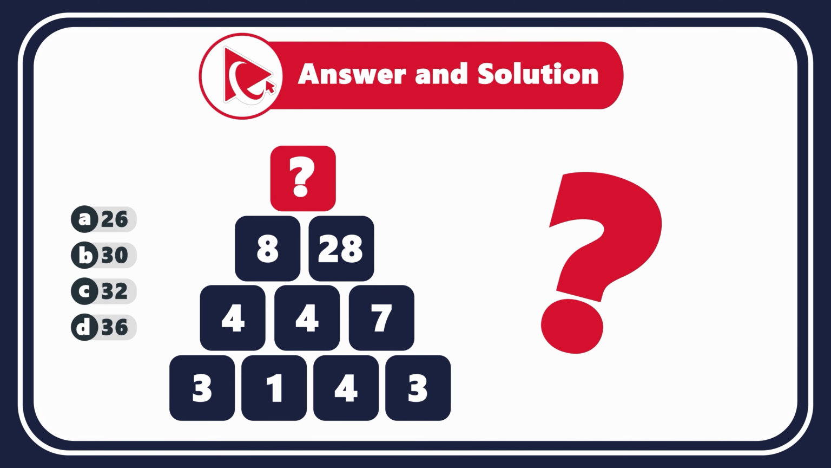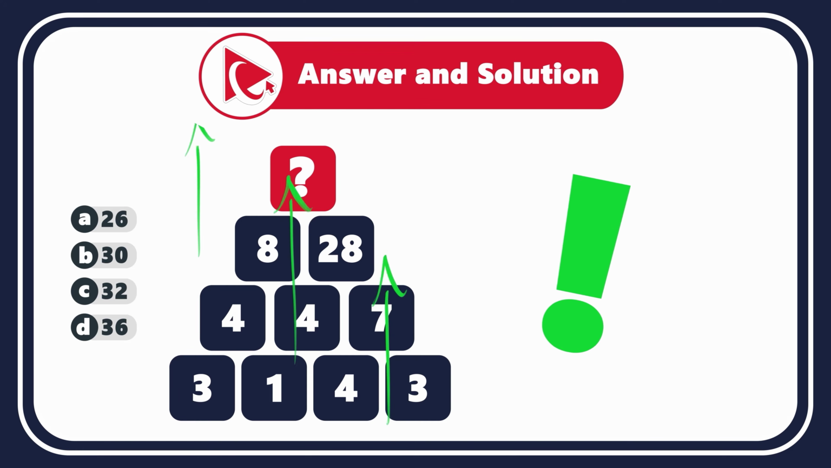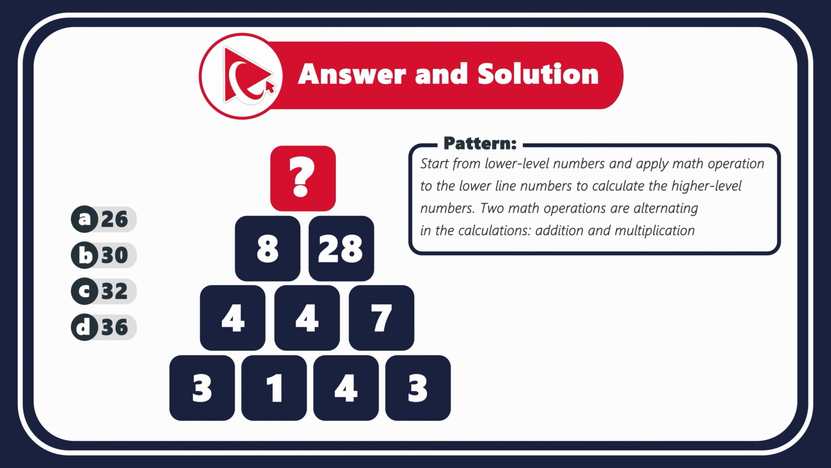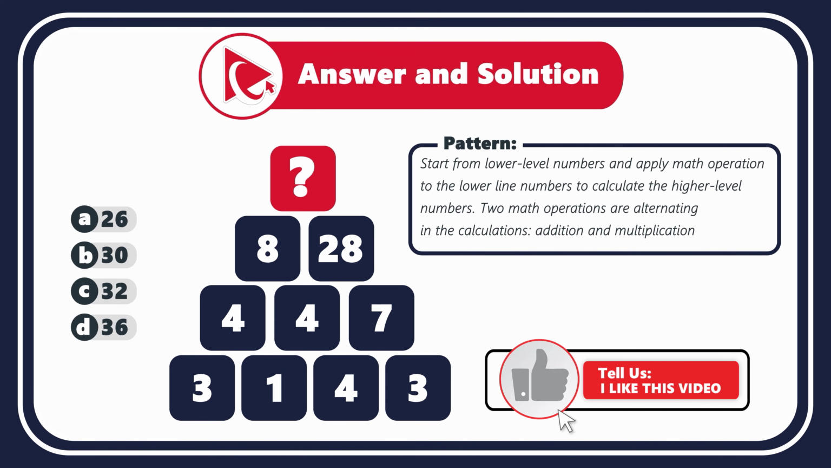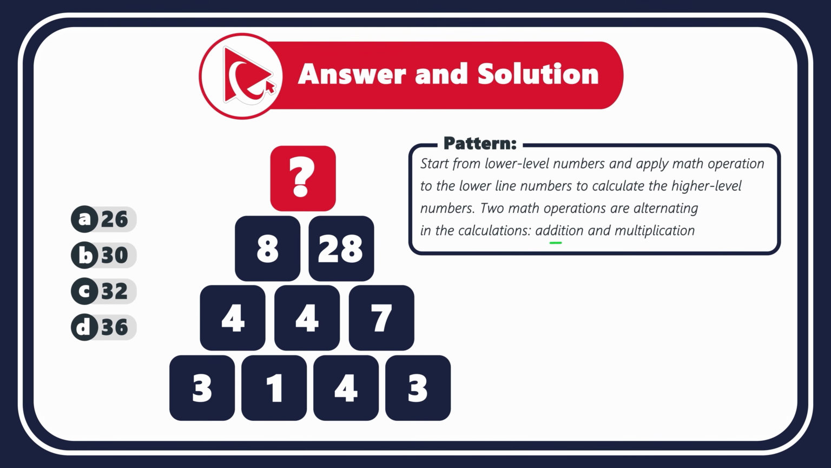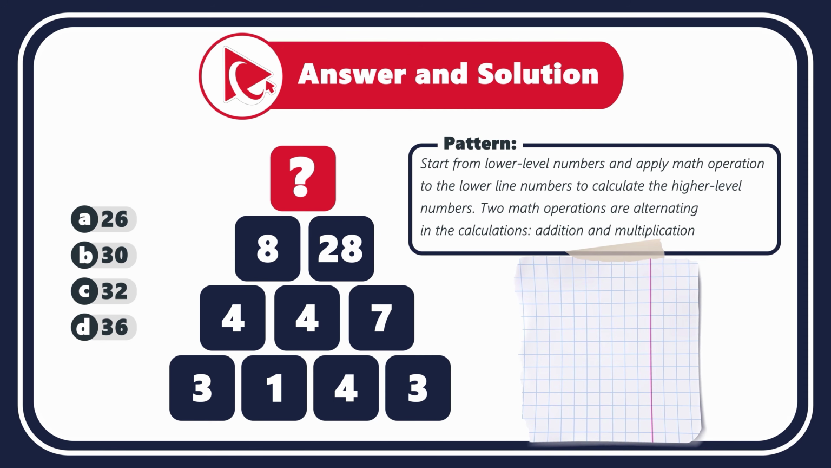Remember how I presented the information to you? I started from the top and went to the bottom. But in fact, you need to start from the low-level numbers and apply math operations to them to calculate the higher-level numbers. To confuse you even more, there are 2 math operations alternating in the calculations, addition and multiplication. Let's look at the example so you get a better understanding.